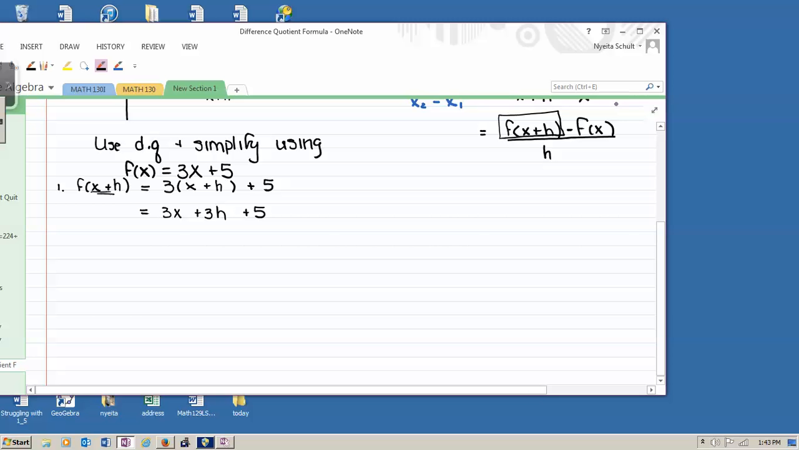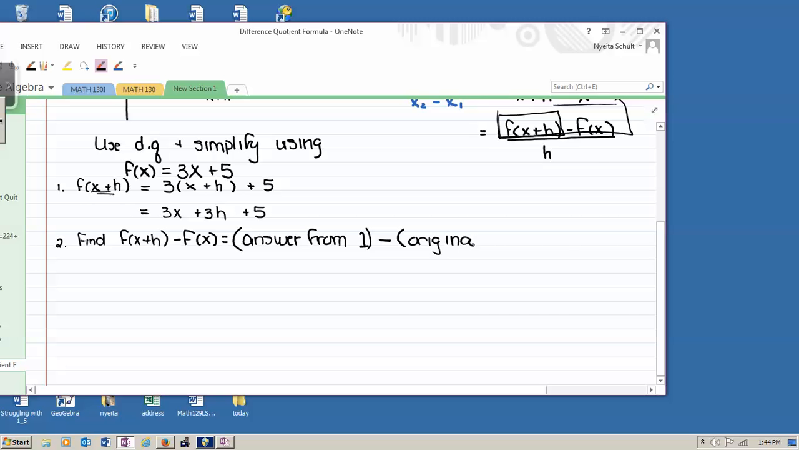Now I'm going to compute this whole entire numerator. So step 2 is going to be to find f of x plus h minus f of x. We've already done part of this. We're going to take our answer from above and subtract from that the original, the f of x. Now I'm using a lot of parentheses here, and you really need to. The answer from above was 3x plus 3h plus 5. The original f of x was just 3x plus 5.